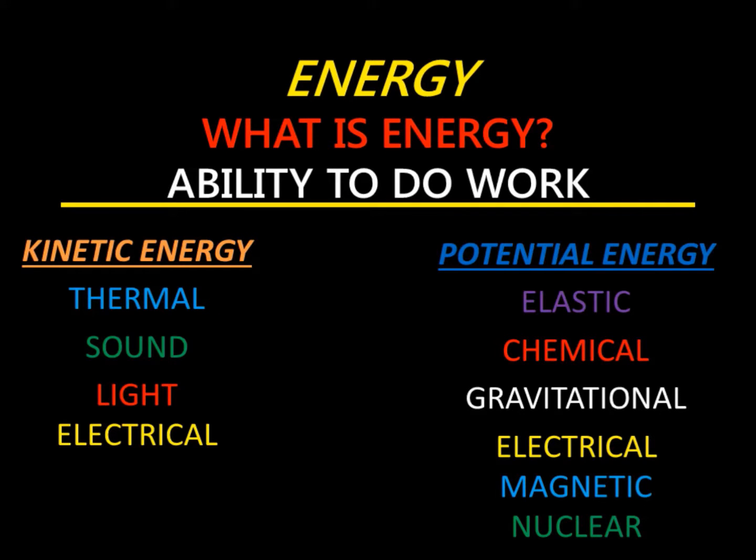Energy is the ability to do work. There are two main types of energy, kinetic and potential. Some types of kinetic energy are thermal, sound, light, and electricity. Some types of potential energy are elastic, chemical, gravity, electricity, magnetic, and nuclear.